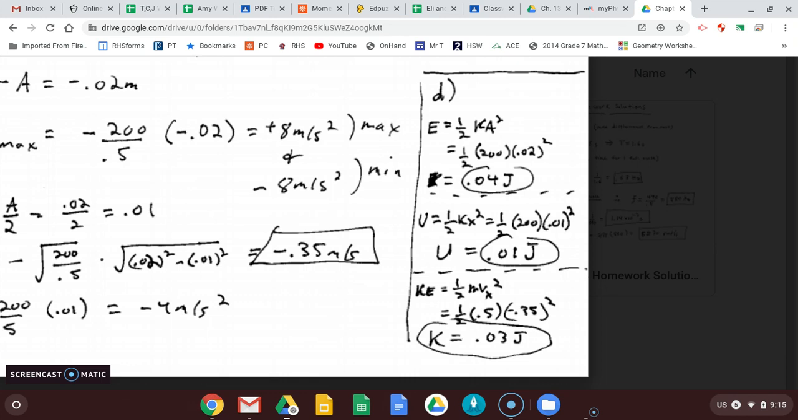And although not asked, we should see the connection. Remember, what we found to begin with was the total energy at any given moment, 0.04. Well, that any given moment in this case is the position x equals 0.01. So if we add at that position 0.01 to 0.03, it's not a coincidence that the total's 0.04. That's the point, as long as there's no friction or no significant resistances.